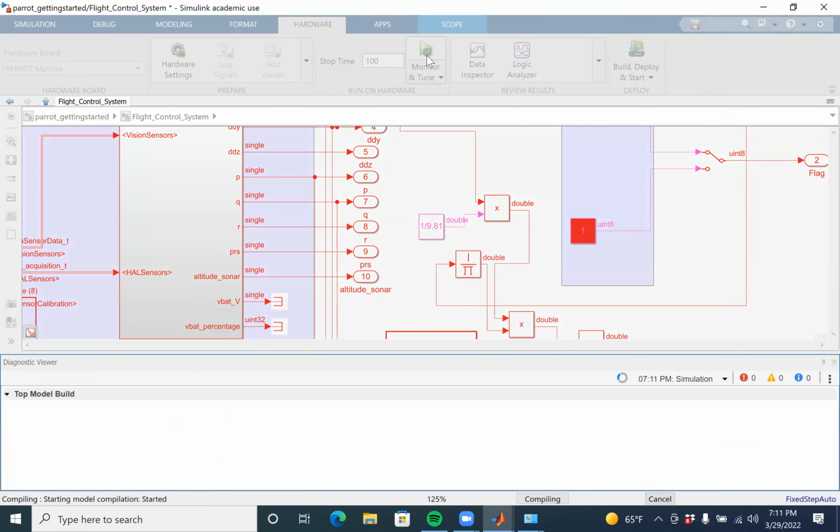And use monitor and tune, because that runs the code in an external mode. In an external mode, you will get the data from the hardware.